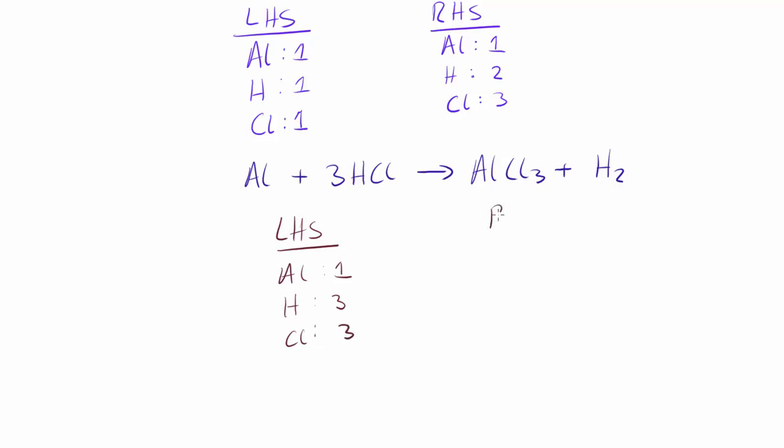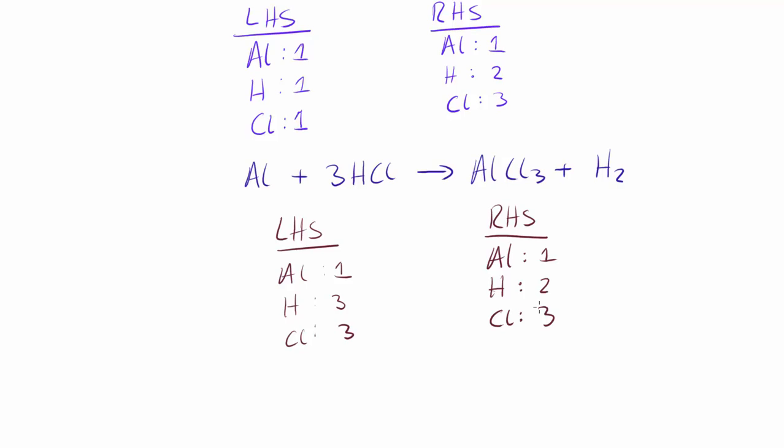Now if we consider the right hand side, Al, H, Cl, what we're going to find is that we didn't change anything, so we're going to get the same as what it was before. It's going to be 1, 2, 3.